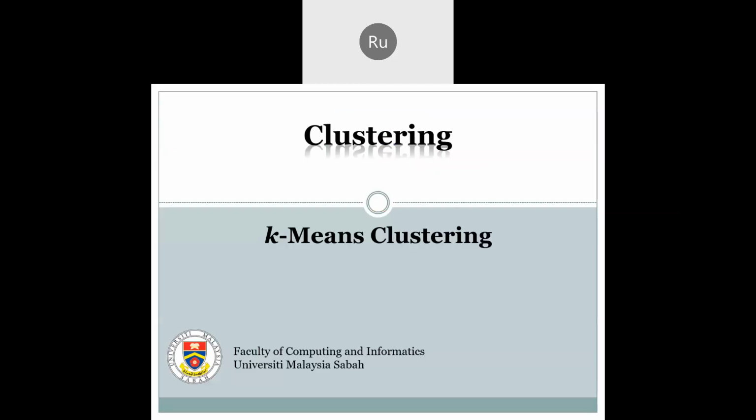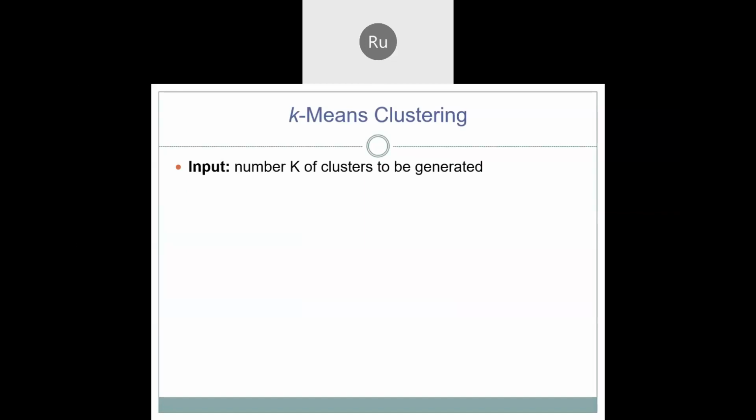Now let's revise some of the things that you have studied in advanced data mining. This is the k-means clustering. We need to have the number k, the value of k. Each cluster will be represented by its document centroid. Given the k, we randomly pick the centers, and then the rest of the documents we assign to the nearest centroid.